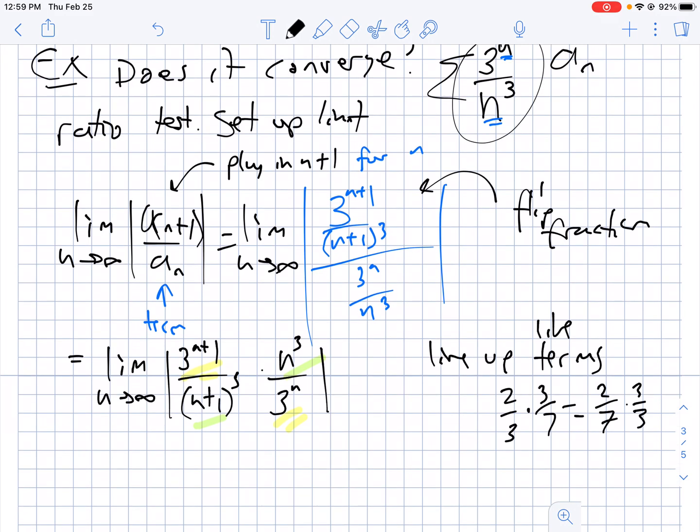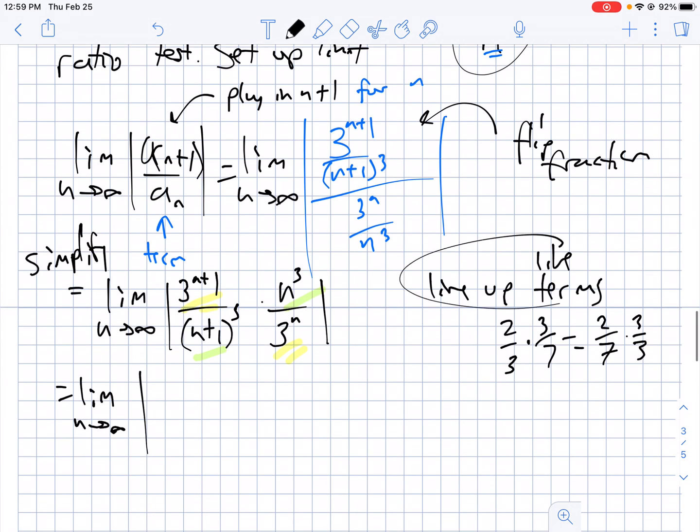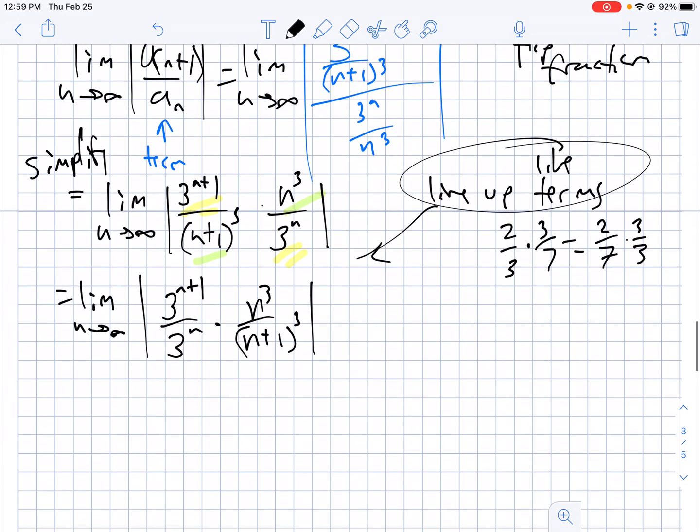So what I'm going to do now, after I flip the fraction, is try and simplify. So I'm going to turn this into the limit n goes to infinity of, and I'm going to put the like terms together here. That's going to give me 3 to the n plus 1 over 3 to the n times n cubed over n plus 1 in parentheses all cubed. Now, you're going to notice a cool simplification here.